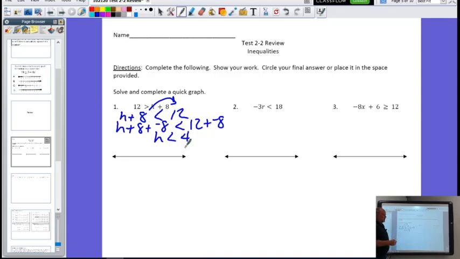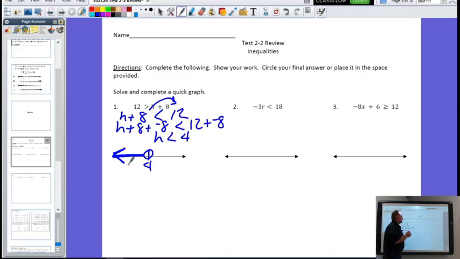Now on the first 3 on the test, I am going to expect you to do a quick graph. Remember, you just draw a little line here, put a 4. Now, because of this inequality, that's an open circle, and it says I need all h values that are less than 4, so I'm going to shade to the left.